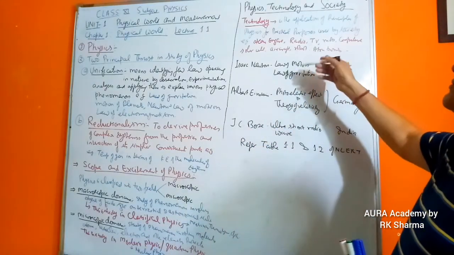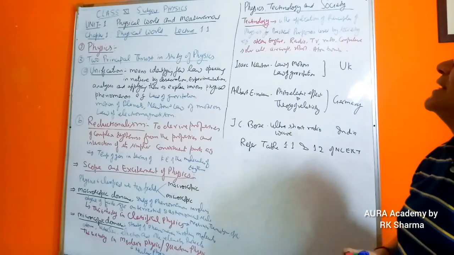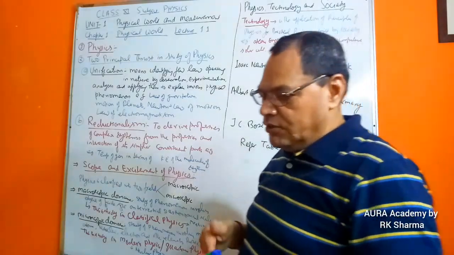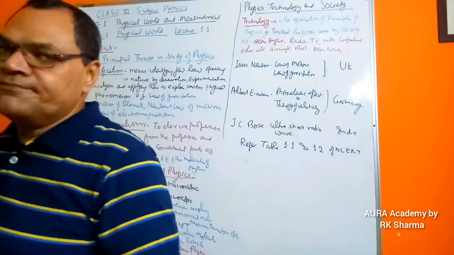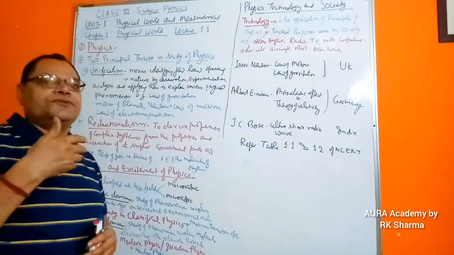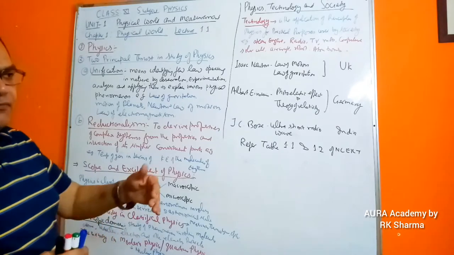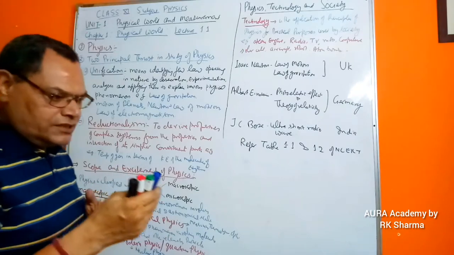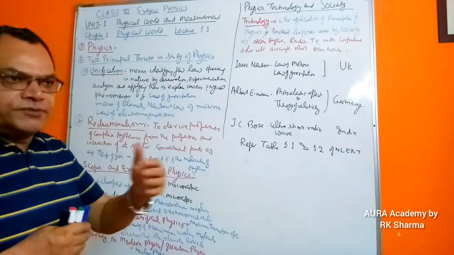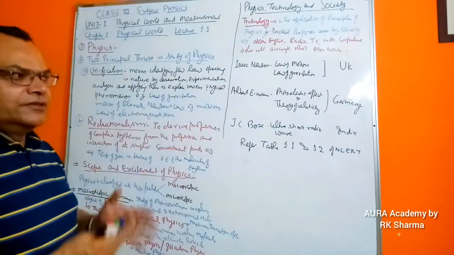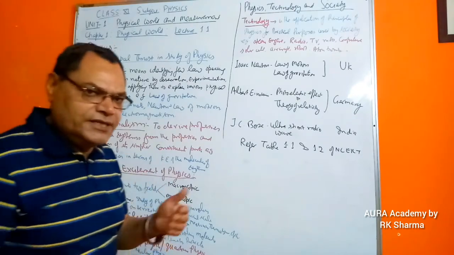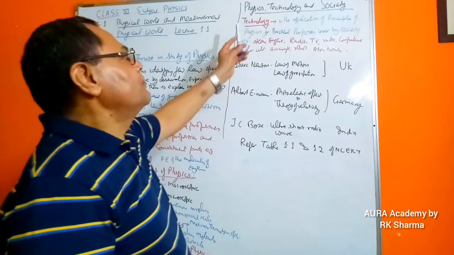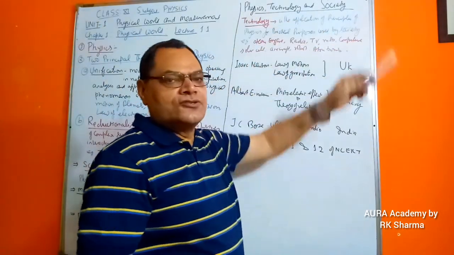The radio, TV, mobile, computer, solar cells, aircraft, robot, atom bomb, all these are basically discoveries under the study of physics. And when we apply certain phenomena and principles, do a lot of experimentation and observation, we create all these things which are very, very useful for us in society. Hence the topic: physics, technology and society.